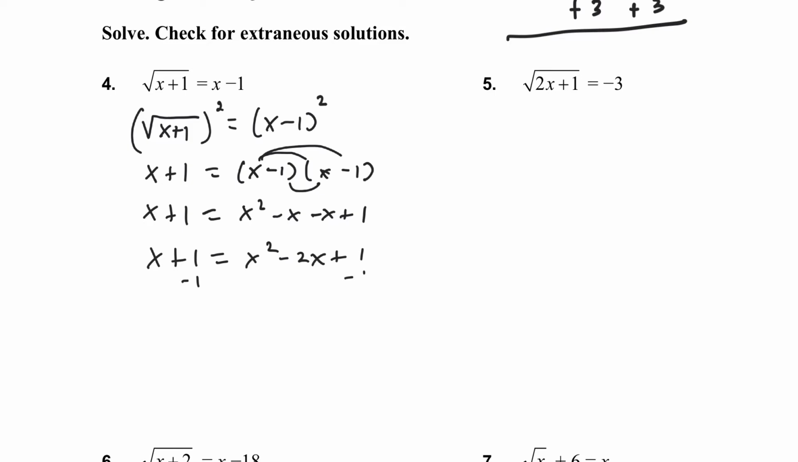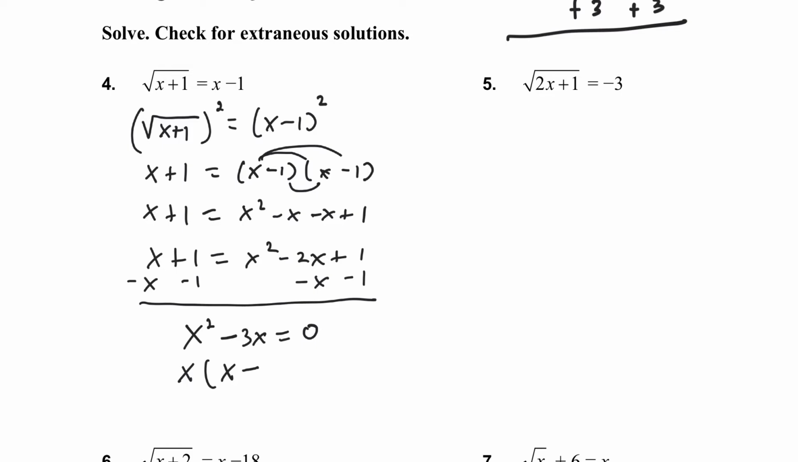We subtract 1 from both sides, and we subtract x from both sides. So we have x squared minus 3x equals 0. Factor out x, so we have x times x minus 3 equals 0. So x equals 0 or x equals 3, and you'd have to check.